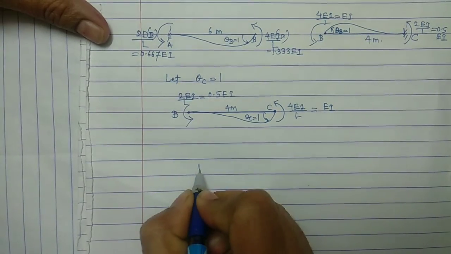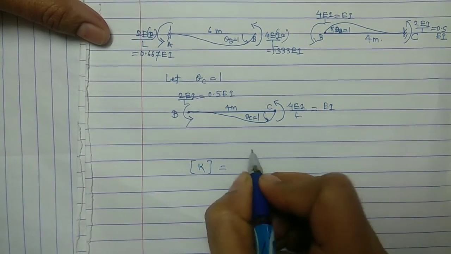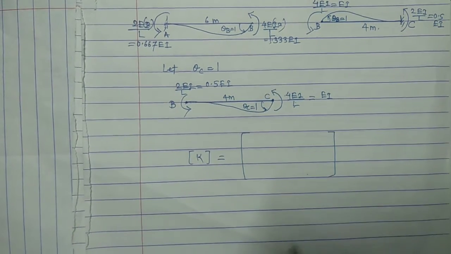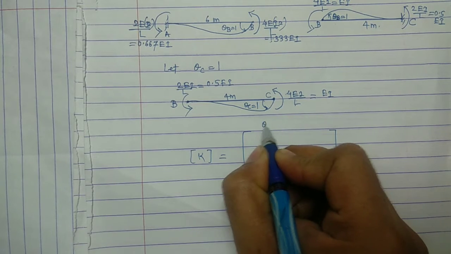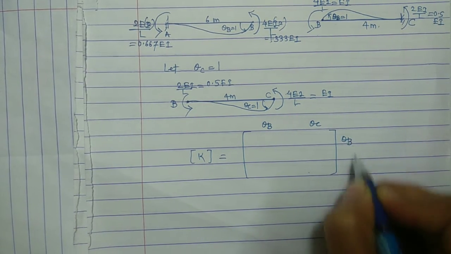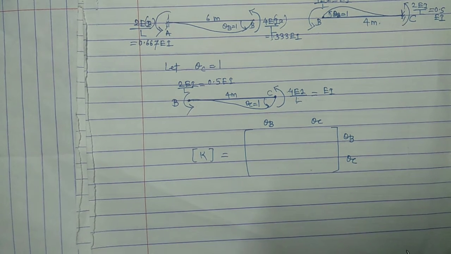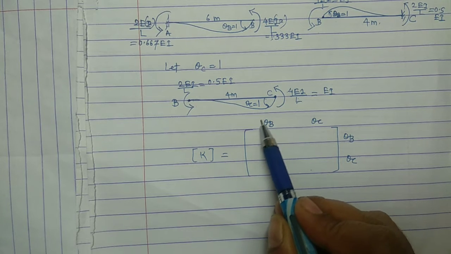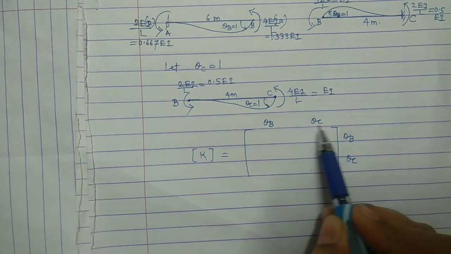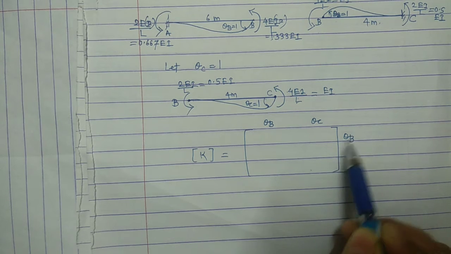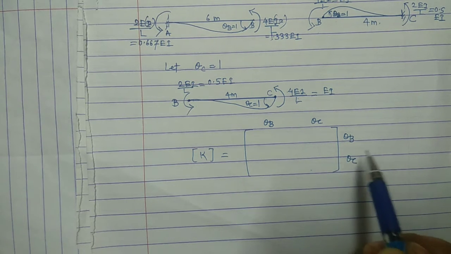Okay, so here we will write that K equal to a matrix of order 2 by 2. There will be 2 rows and 2 columns which correspond to these degrees of freedom theta B, theta C. Okay, so write down for 2 columns their corresponding degrees of freedom theta B, theta C, and similarly for rows, the first row corresponding to theta B, second row corresponding to theta C.